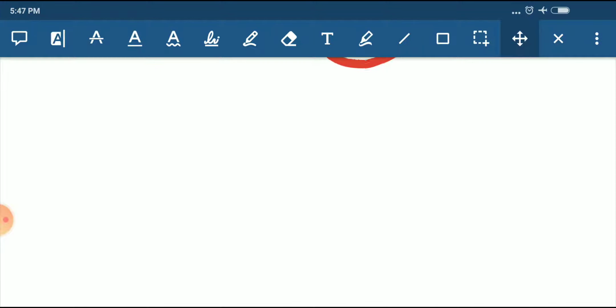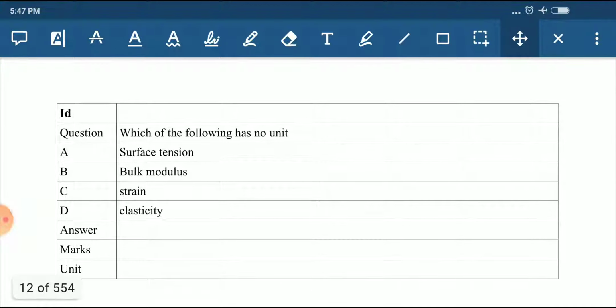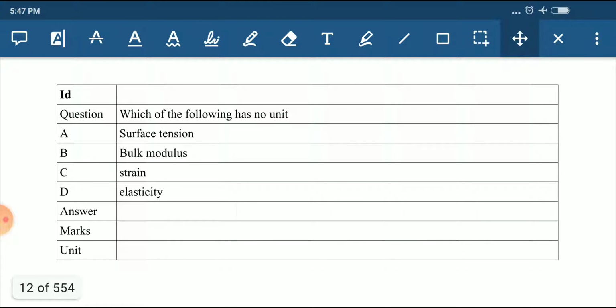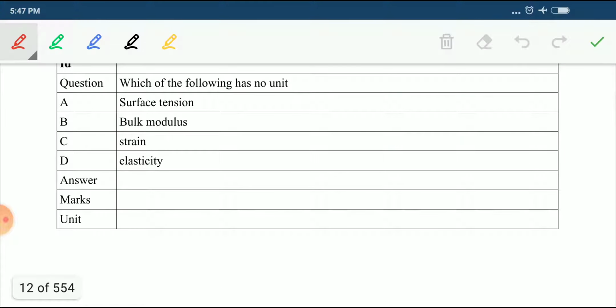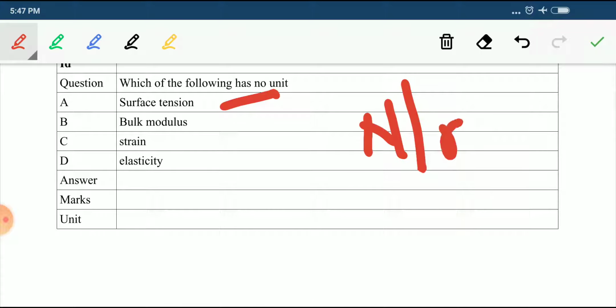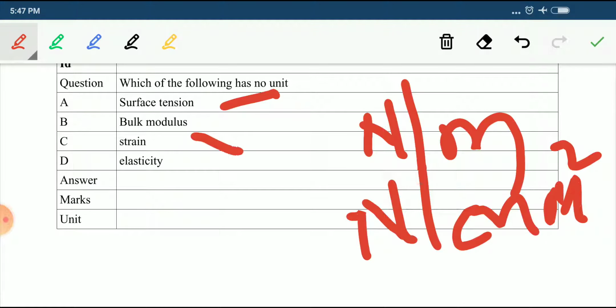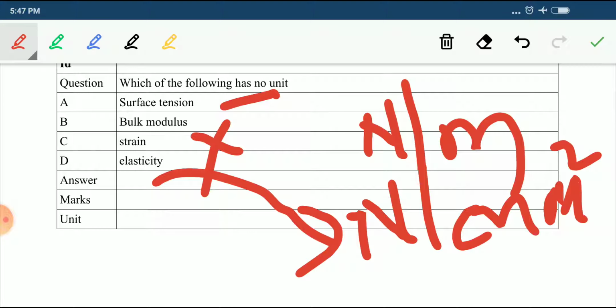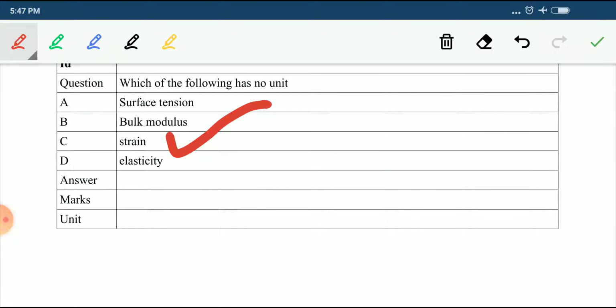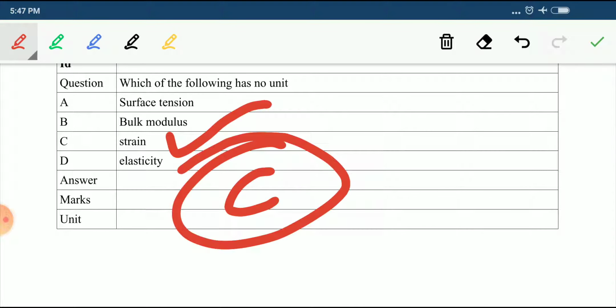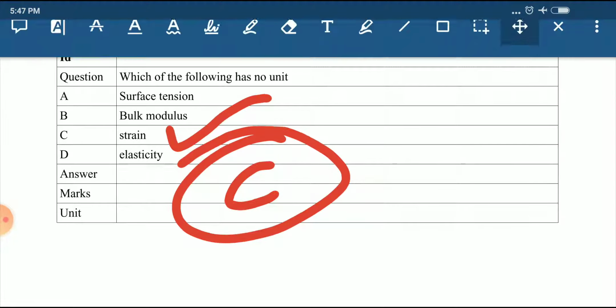Next, which of the following has no unit? Already you know. Okay, surface tension has a unit, Newton per meter. Bulk modulus will be Newton per mm square. What about strain? Strain has no units. And elasticity, Newton per mm square. So what is the answer? That is C is the correct answer. Strain has no unit.